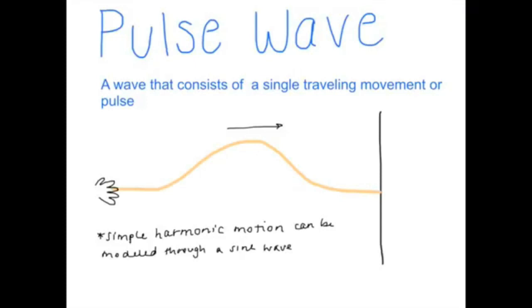So a pulse wave is defined as a wave that consists of a single traveling movement, or pulse. So in this example, a person's hand causes this pulse within a rope that's attached to the wall, and that creates a wave that moves towards the wall. This produces simple harmonic motion, like we've discussed in the past, that can be modeled through a sine wave if we were to study this further and do calculations. Let's take a look at some types of pulse waves.